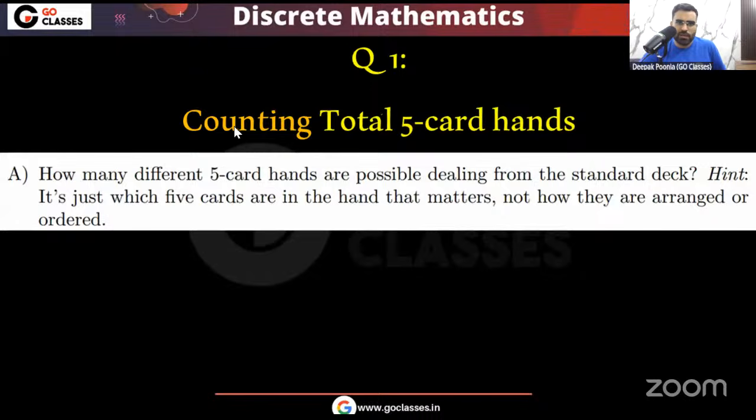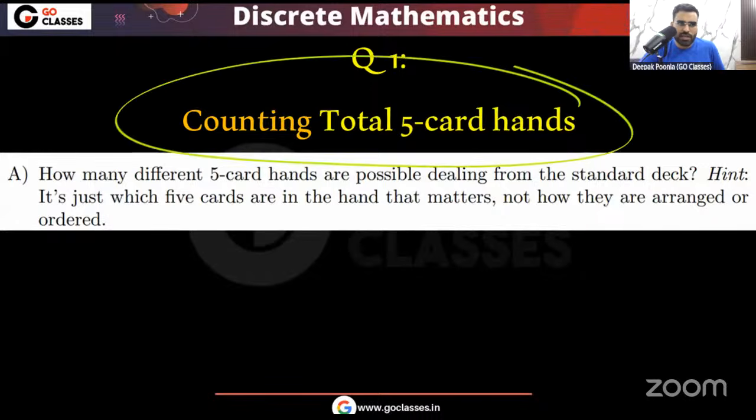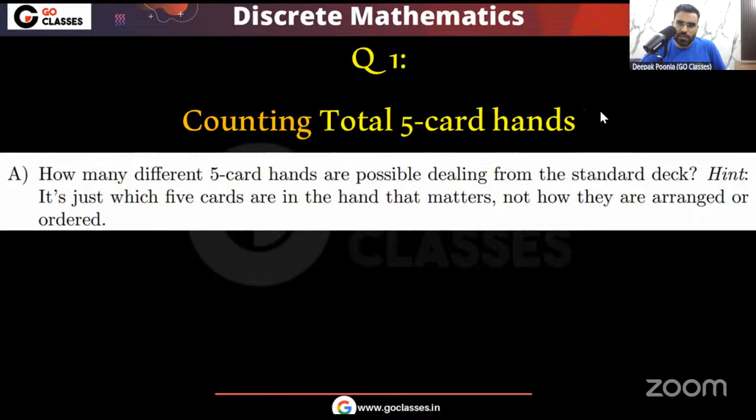Let's solve question number 1. Counting the total number of 5 card hands. In the poker game, a hand means a total of 5 cards, a set of 5 cards. When I say a set of 5 cards, remember, order does not matter. How you arrange them does not matter. Only those 5 cards matter.